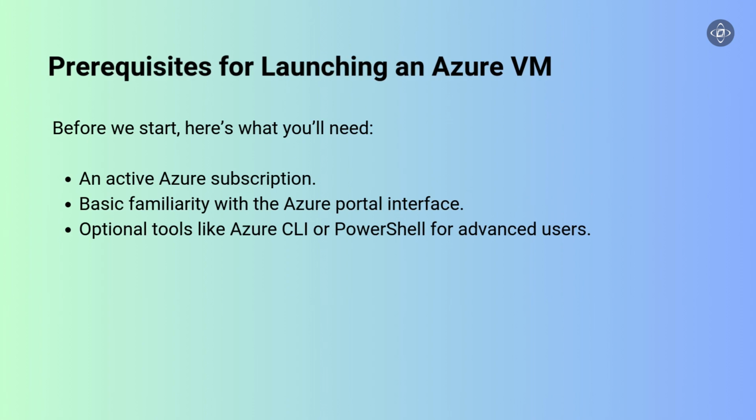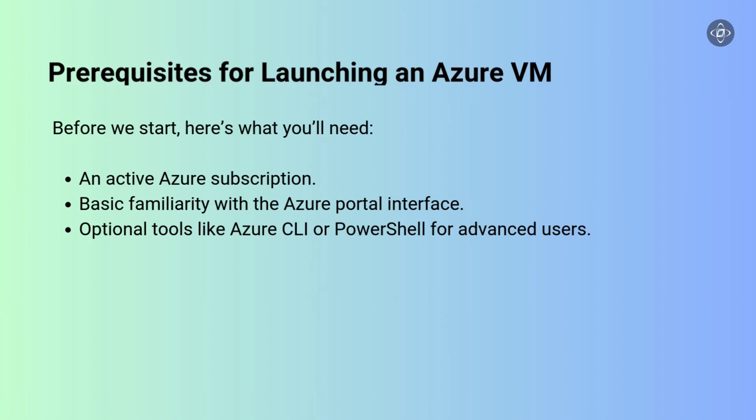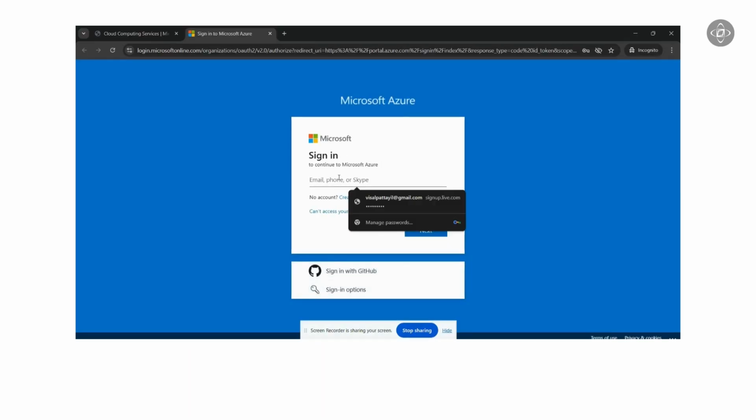An active Azure subscription. Basic familiarity with the Azure portal interface. Optional tools like Azure CLI or PowerShell for advanced users. Let's jump in and look at how you can deploy your first virtual machine in Azure. First, head to the Azure portal at portal.azure.com and log in using your credentials.